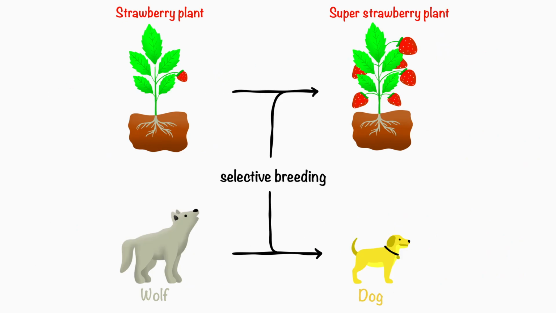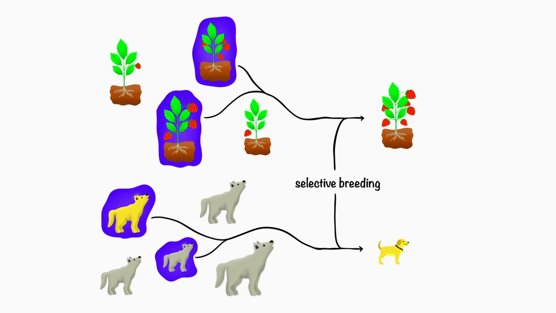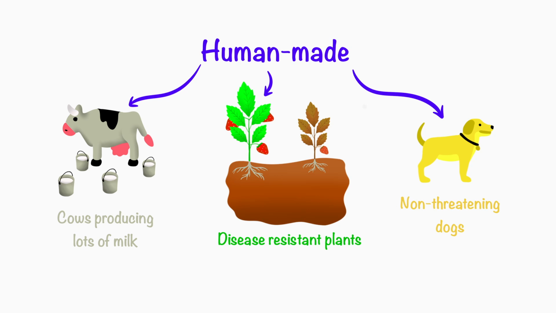Selective breeding might sound like a complicated topic, but it's actually really straightforward. It's when humans choose plants or animals with characteristics they want to keep and make sure these organisms reproduce together. This way, the genes for those useful or attractive features remain in the population. Think about it. We've developed cows that produce tons of milk, crops that resist plant diseases, and dogs with friendly personalities. None of these existed naturally. Humans created them through selective breeding.